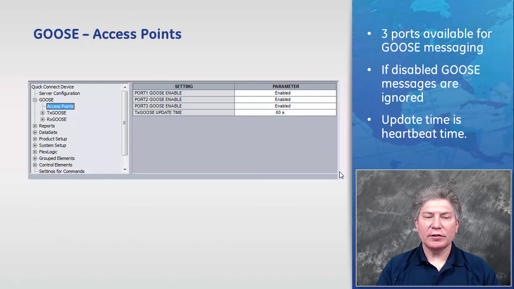The next thing we'll look at is the Goose access points. The version 7 CPU module has three ports. Here we can enable the ports that will be designated for Goose messaging. If any of the ports are disabled, the Goose messages coming through those ports are ignored. The update time, as before, is the time interval between heartbeat messages. And of course, these are the messages that are sent periodically while no events are detected. The setting for this, as per the standard, should be half of the time to live parameter in the TX Goose, which we'll look at next.